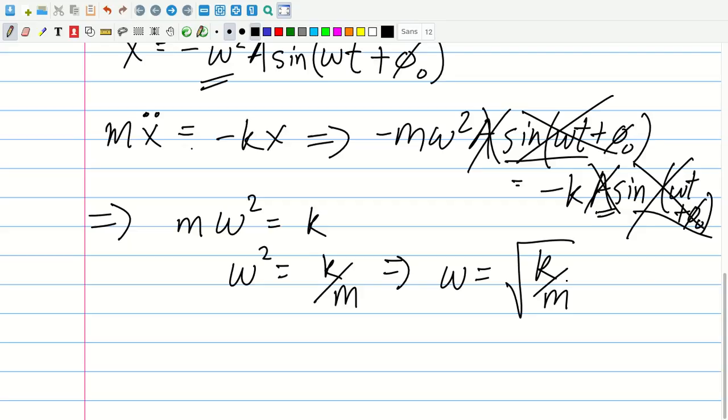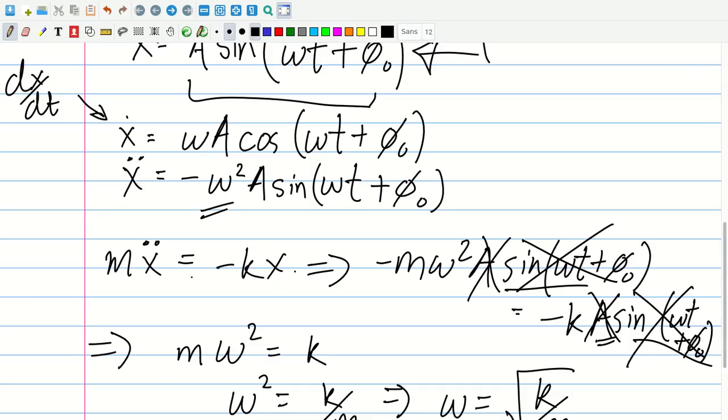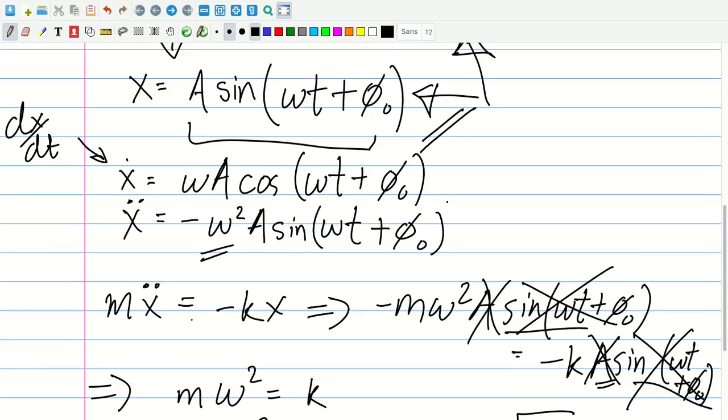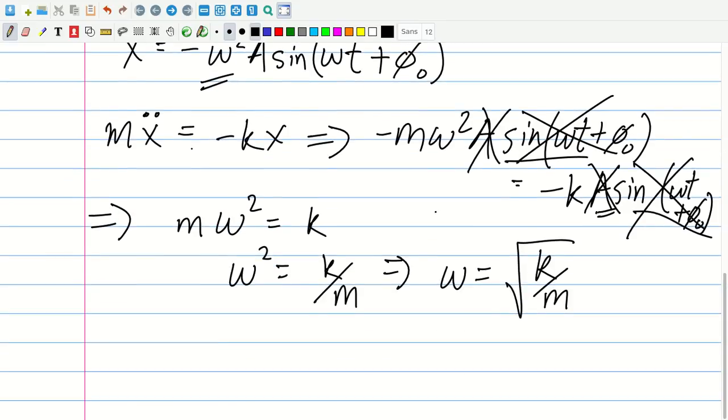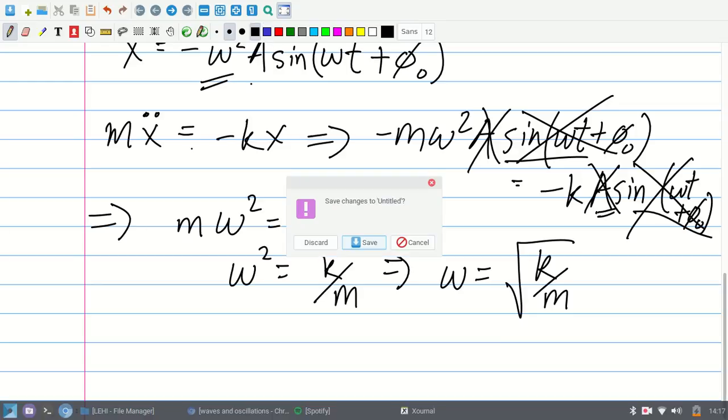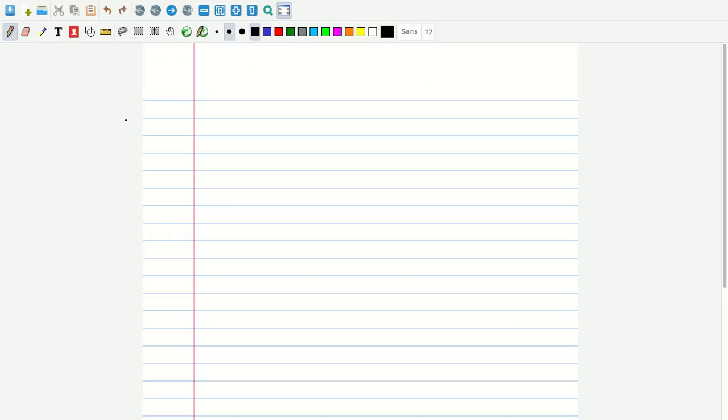What's also great is that we note that if x equals A sine of omega t plus phi is the solution, which we found, then I'm going to go ahead and start up a new page.